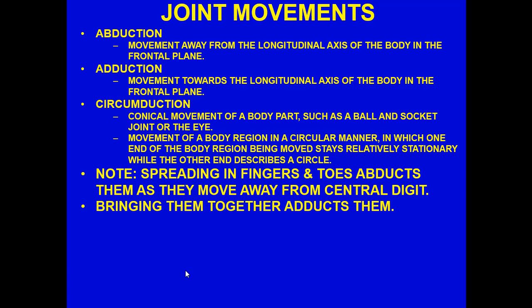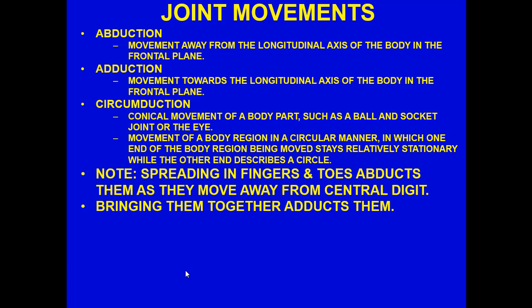Now, abduction, adduction, and circumduction. Abduction is movement away from the longitudinal axis of the body in the frontal plane. Adduction is movement toward the longitudinal axis of the body in the frontal plane. We've talked about that. And then we also have to deal with circumduction. This is a conical movement of the body part, such as a ball and socket joint or the eye. The movement of the body region in a circular manner in which one end stays relatively stationary while the other end describes a circle or moves in a circular pattern.